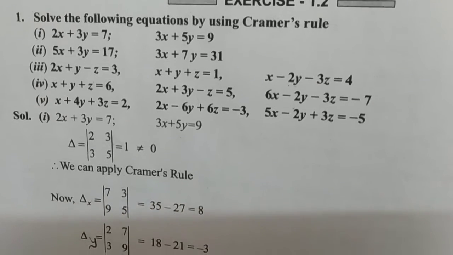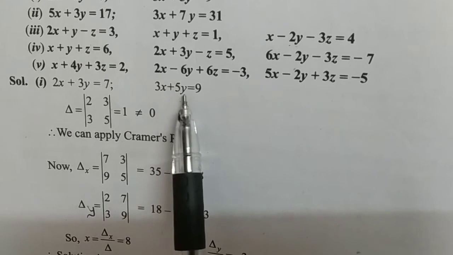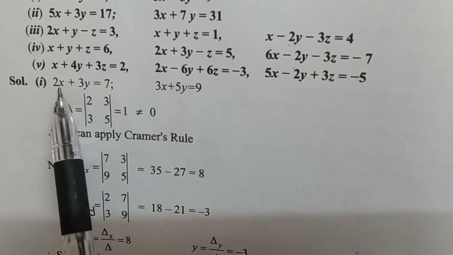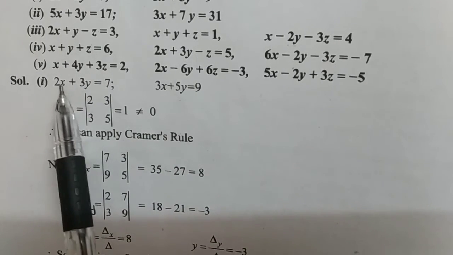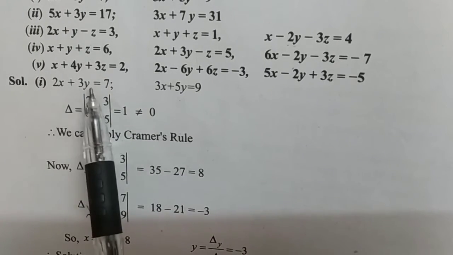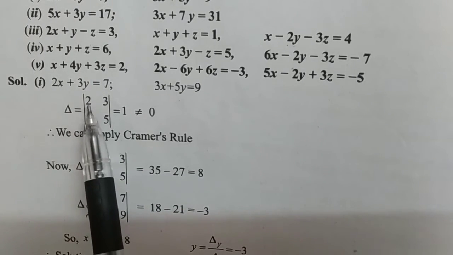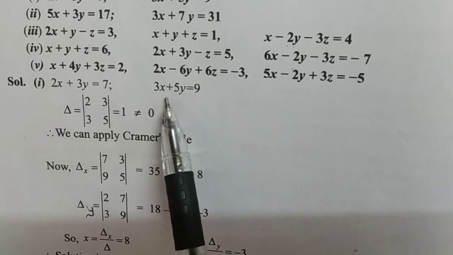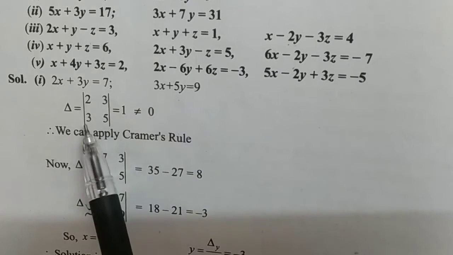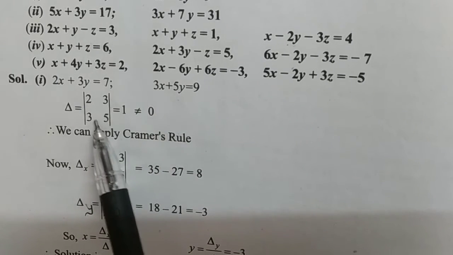So the solution. First problem: 2x plus 3y equal to 7, 3x plus 5y equal to 9. So delta equal to, what are the coefficients of x and y? In the first equation, the coefficient of x is 2 and the coefficient of y is 3. So the first row is 2 and 3. What is the second equation? 3x plus 5y. So in the second row, the coefficient of x is 3 and the coefficient of y is 5. So 3, 5.